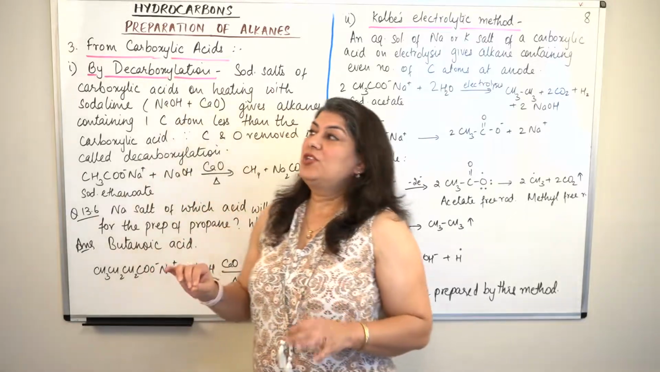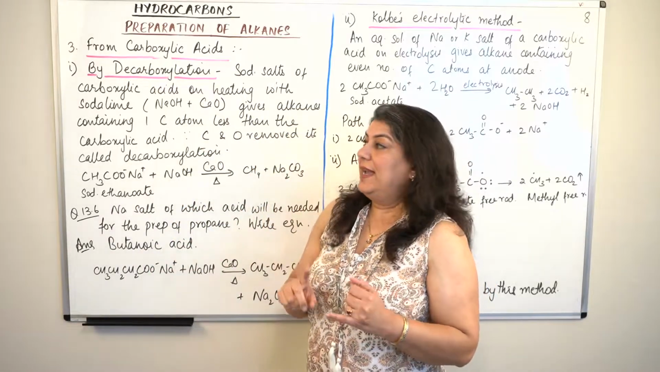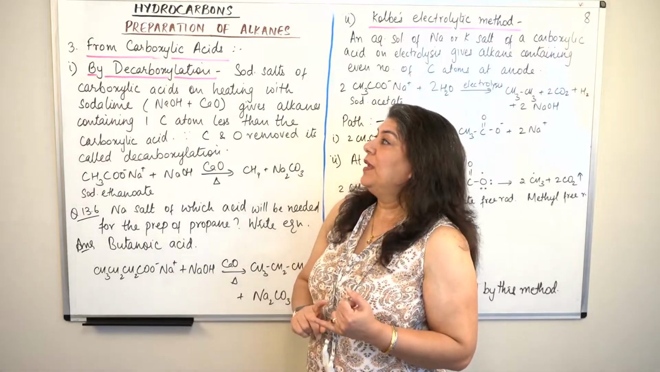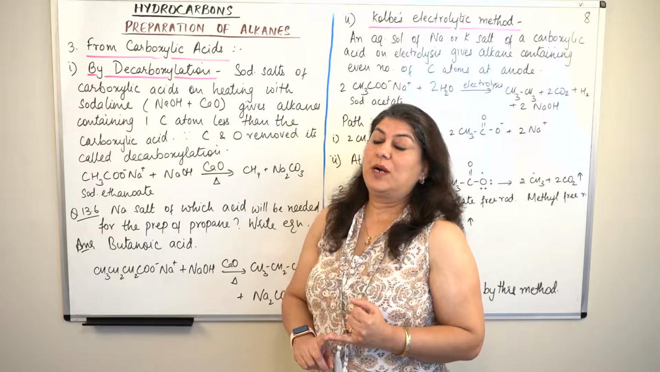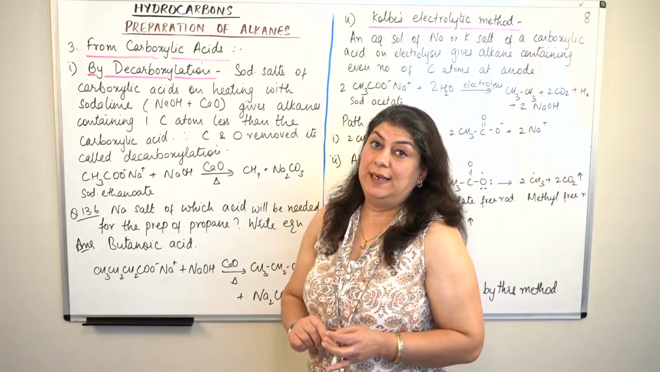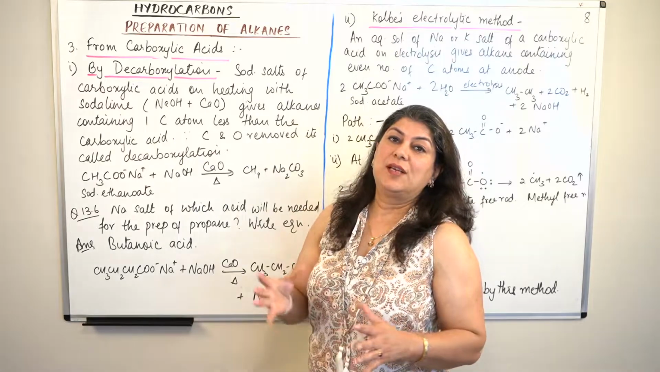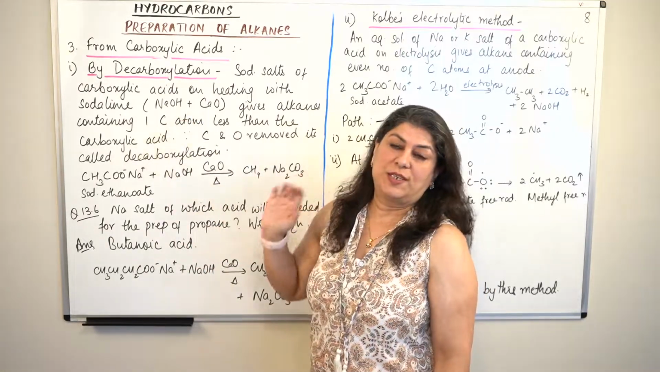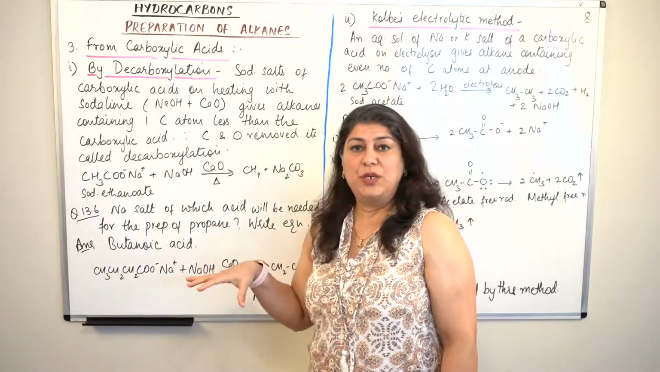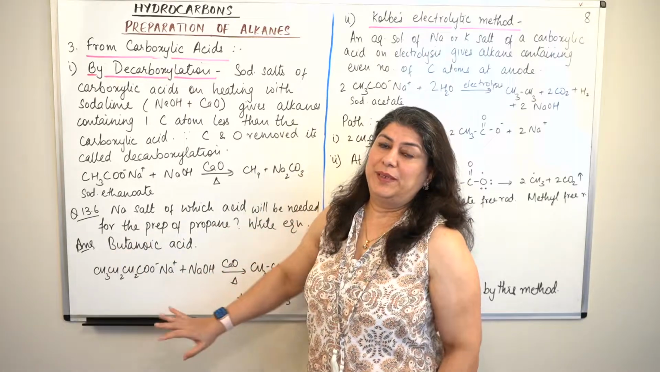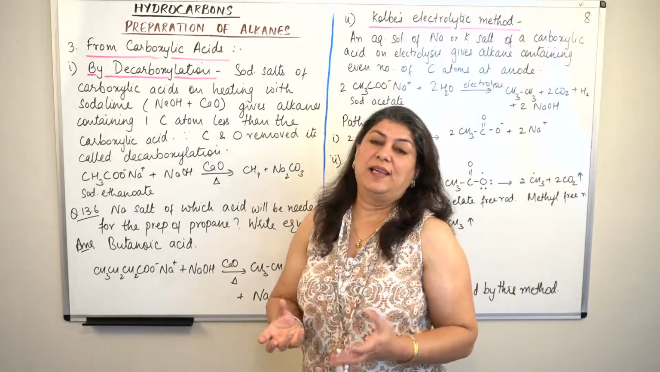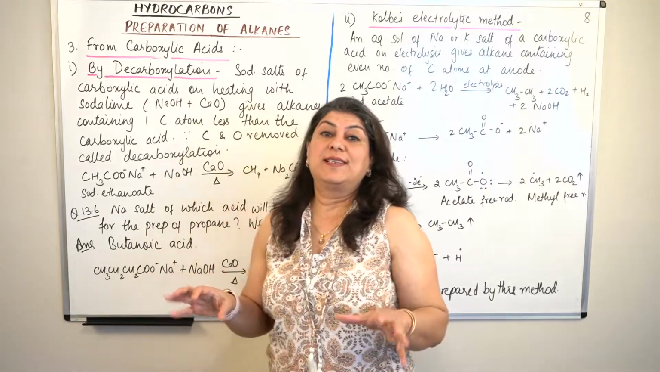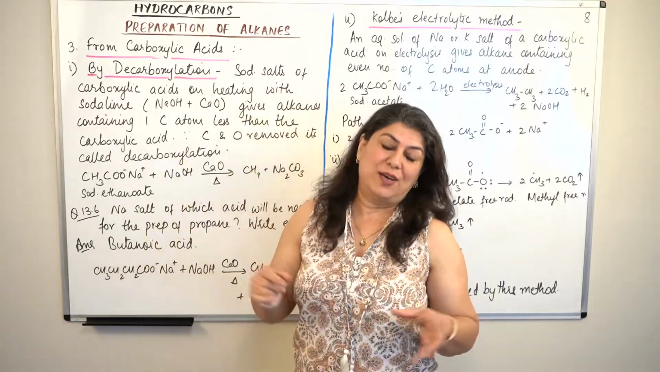We were doing the methods of preparation of alkanes and I told you that there are three methods, three sources from which we can prepare alkanes. The first is from unsaturated hydrocarbons, the second was from alkyl halides, and the third source is that we can prepare alkanes from carboxylic acids. In this video, we are going to discuss the third method, that is, how do we prepare alkanes from carboxylic acids. When you prepare alkanes from carboxylic acids, there are further two ways how you can do it.